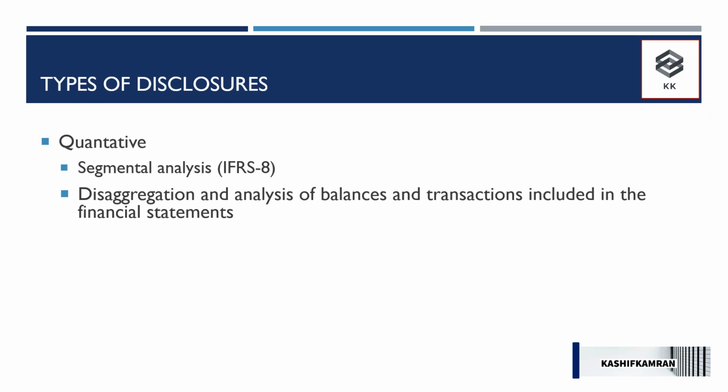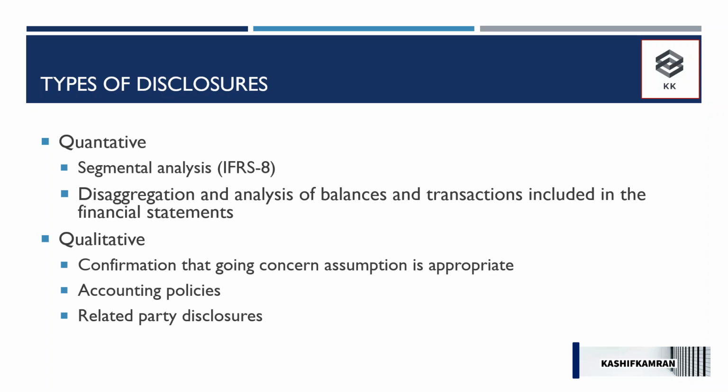Disaggregation and analysis of balances and transactions included in the financial statement. You must have seen in the notes to the financial statement the breakup of the sales, the fixed assets, the current liabilities, the non-current liabilities or the operating expenses. These are all disaggregations and analysis of balances and transactions. That is a very voluminous part, where the management gives the breakups of the numbers put in the balance sheet or the income statement, and also the segmental analysis as an example of a quantitative disclosure.